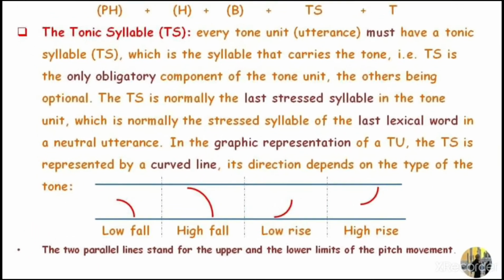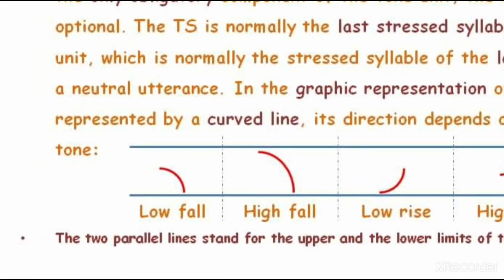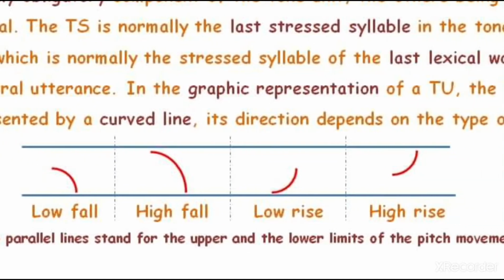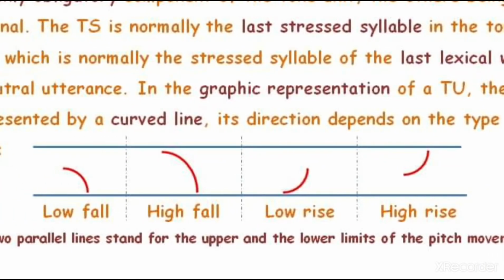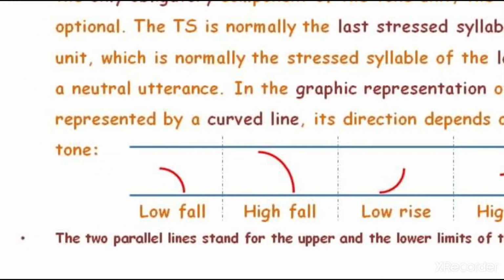The low fall, for example: we have a curved line starting from a mid-level to a very low level. Before I carry on, you notice that I have two parallel lines. Those lines stand for the upper and the lower limits of the pitch movement, the upper and the lower limits of our voice. So, we carry on. I said that the low fall is a curved line. It starts from a mid-level, as you notice, till a low level. However, the high fall, a curved line, starts from a very high level to a low level.